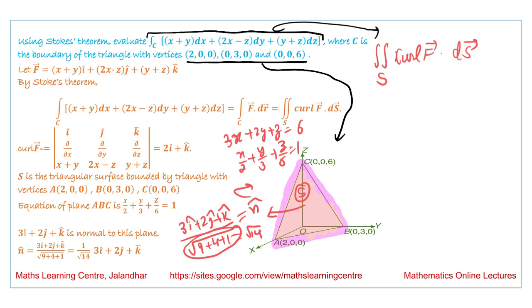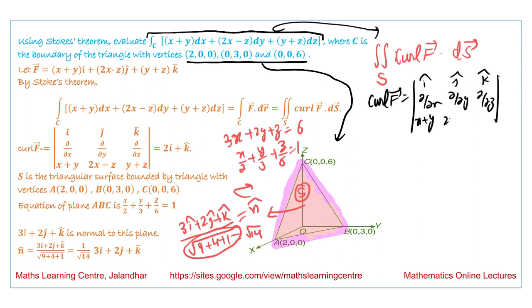Now we calculate the value of curl of F vector. It is the determinant with i, j, k, then del by del x, del by del y, del by del z, and the values we have here are x plus y, 2x minus z, and y plus z. If we calculate this curl, the answer we obtain is 2i cap plus k cap.